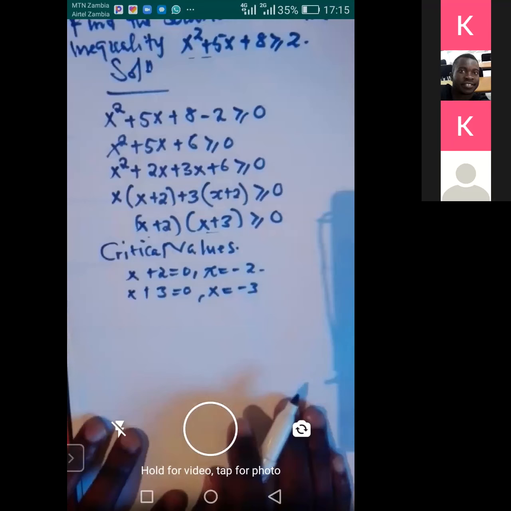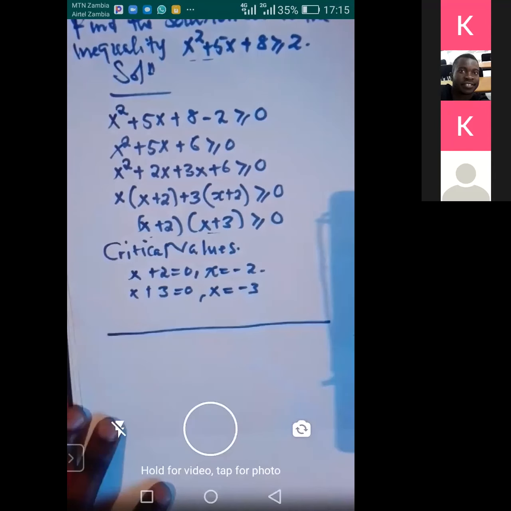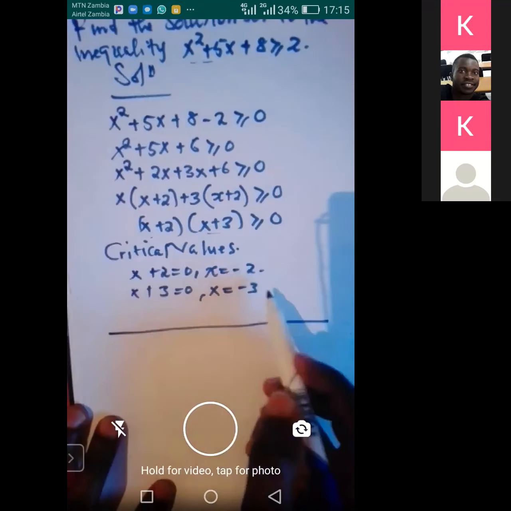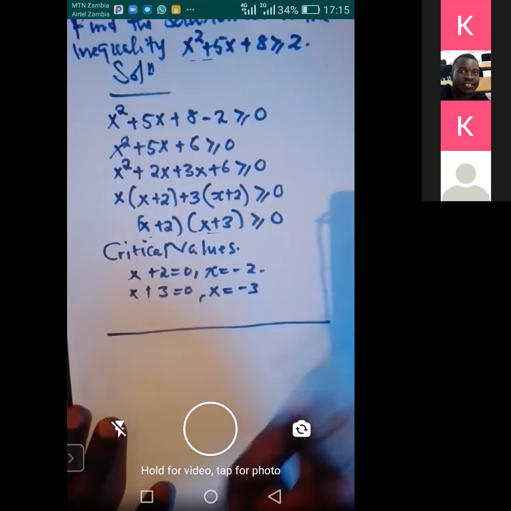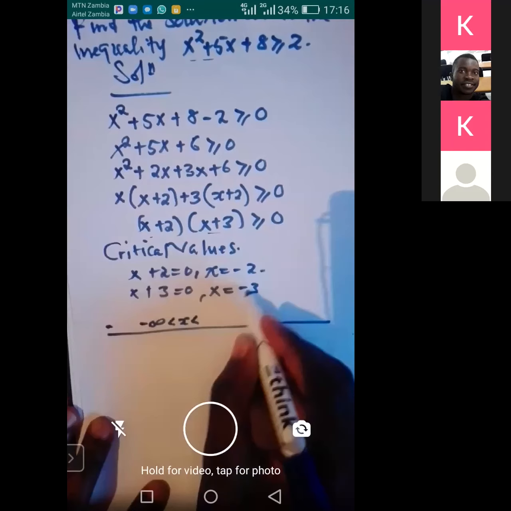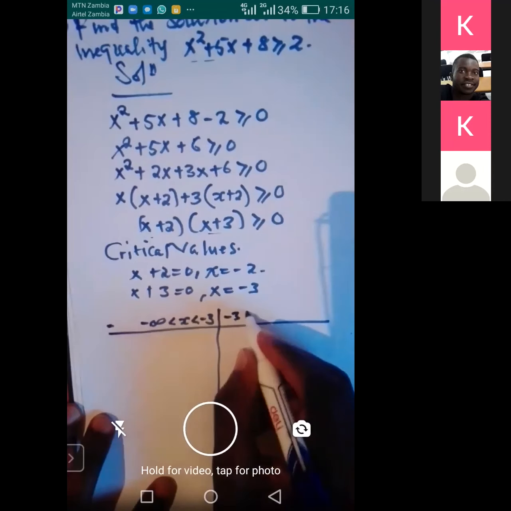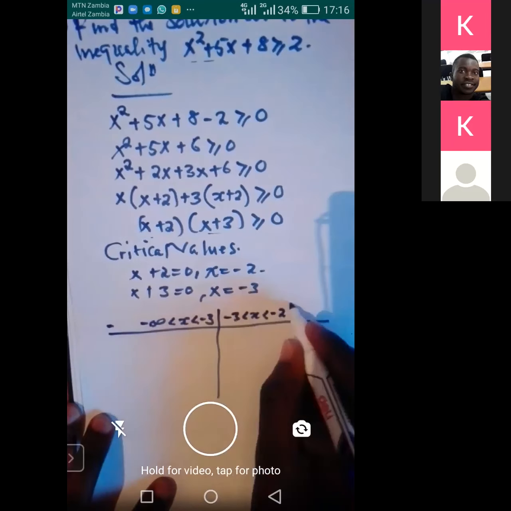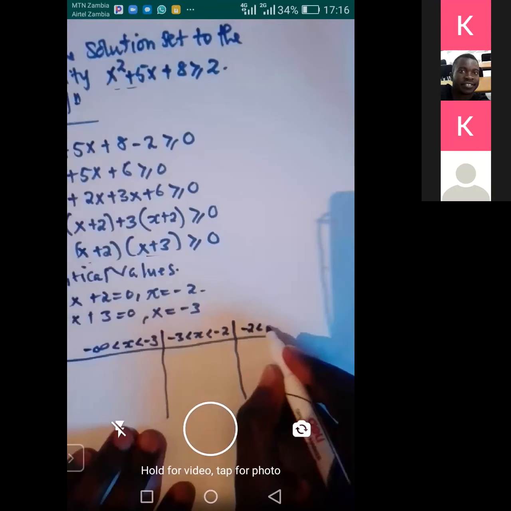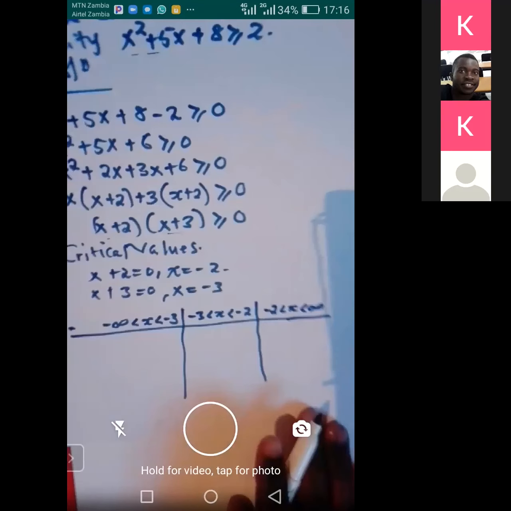So just pay attention there. So you're going to make this table as follows. So we seek to find all values from, say, minus infinity to -3, and all values between -3 and -2, and then we also have these values from -2 all the way to positive infinity. So that's what we are going to have.